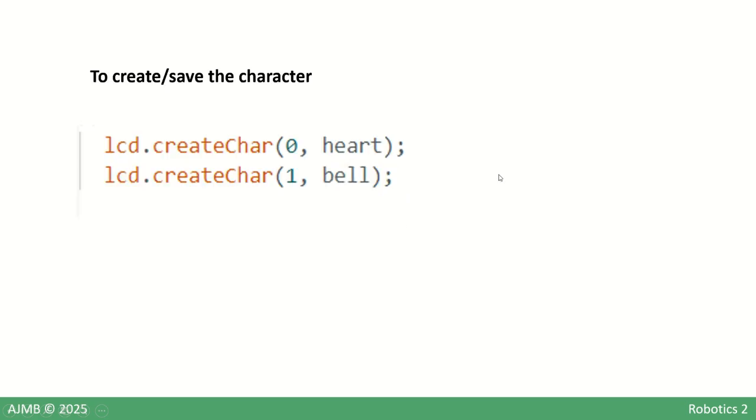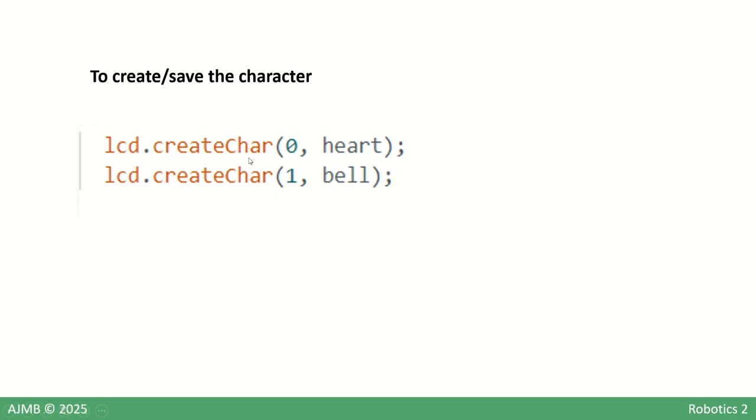Okay, so now that you have designed your custom characters, the next thing that you would do is to actually create it or save it in the LCD I2C memory. Now, an important thing to remember is that you can only create up to eight custom characters in a single program. So there are eight memory slots in the LCD I2C, and you can save one custom character on each of those slots.